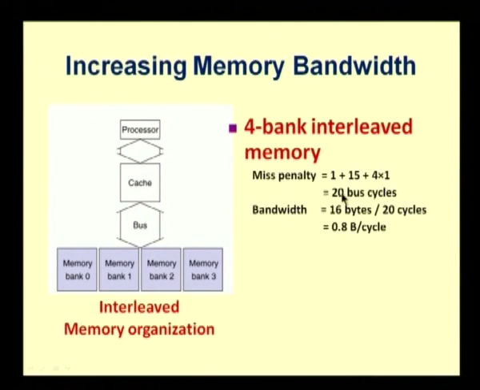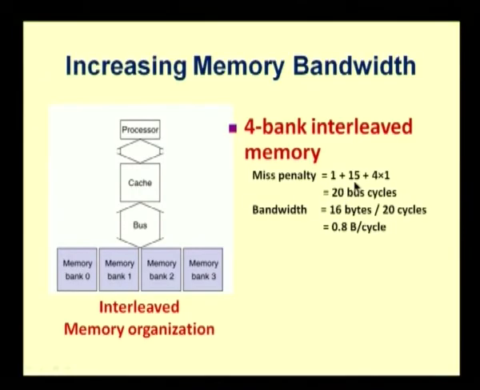My total miss penalty now will be 1 clock cycle to transfer the address, and then 15 clock cycles to access all the 4. The 4 will take place simultaneously. And then the transfer of the data from the banks to the cache has to take place 1 per clock cycle, so it will take me 4 into 1 clock cycles. So, it will take 1 plus 15, 16, plus 4, 20 bus cycles. So, 20 bus cycles for the miss penalty. What is my bandwidth then? 16 bytes are being transferred in 20 cycles. So, I get a bandwidth of 0.8 bytes per cycle.